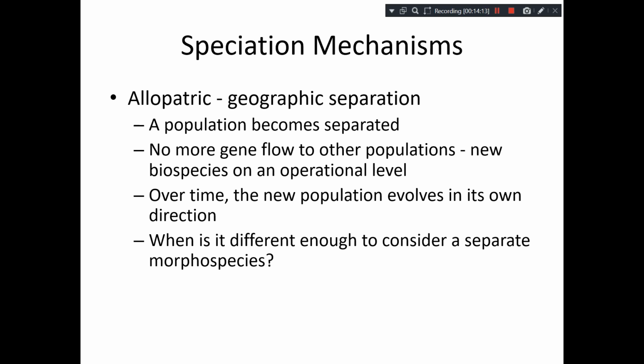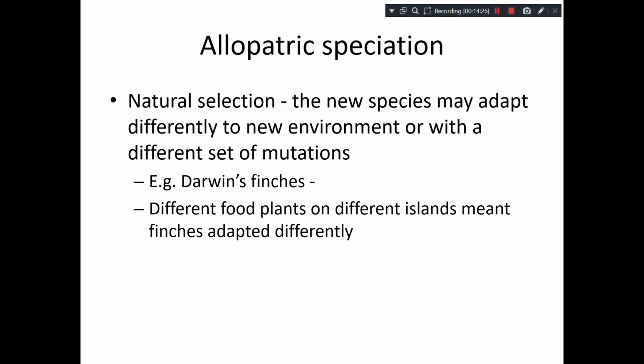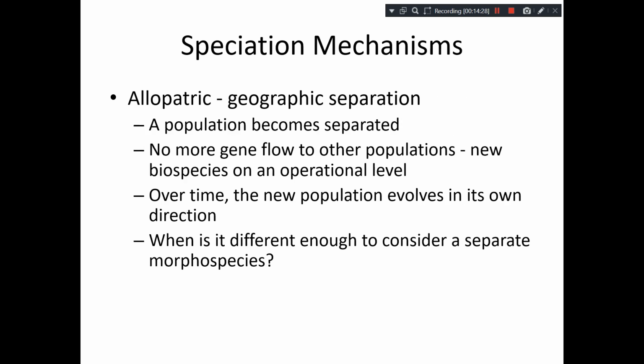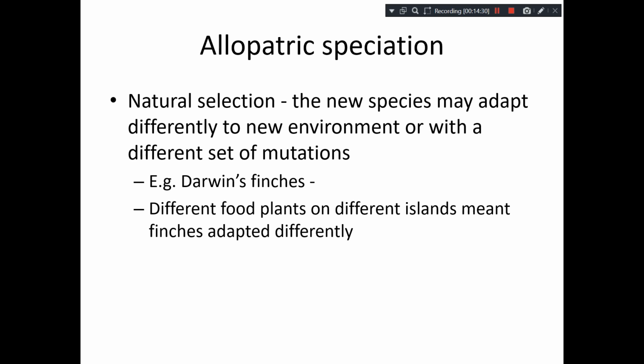Now the question comes, when is it different enough to consider a separate morphospecies? When can we call the newly colonized new population a separate species? So here in allopatric speciation, the new species in a new area may adapt differently to the new environment with a different set of mutations.